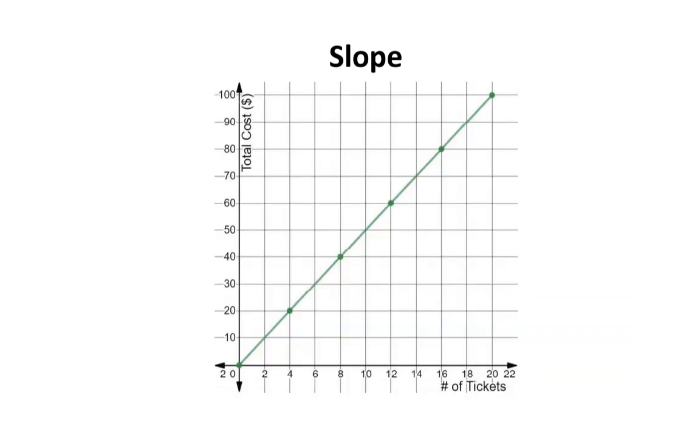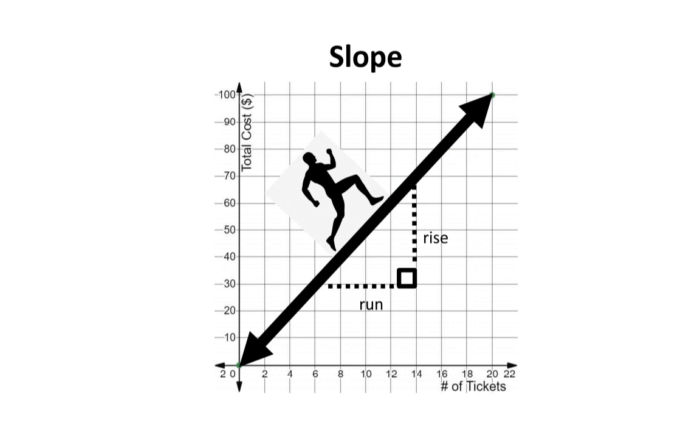Let's say you want to determine the rate of change or slope of this line. What you would do is draw a right triangle underneath this line. The rise would be the length of this side of the triangle, while the run would be the length of that side of the triangle.